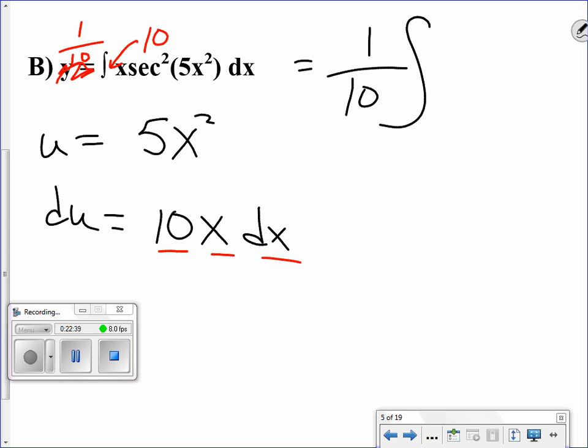Secant squared of u. Right? u is just the angle. We still have that. And then what's the rest? The 10 times the x times the dx. That's du. See, Manny, this is where you were going with it.